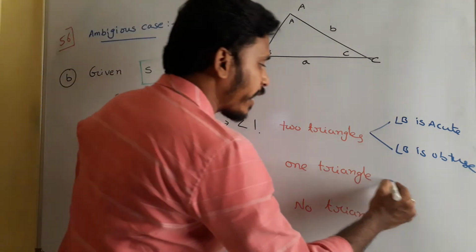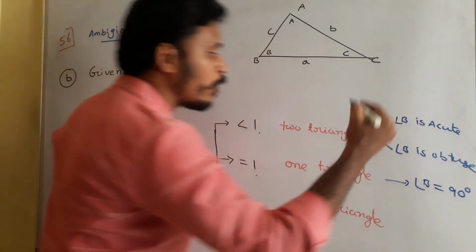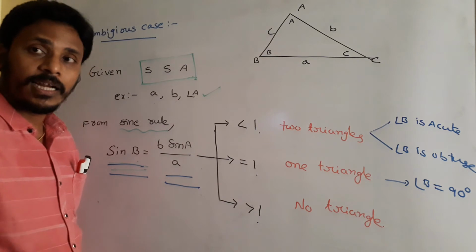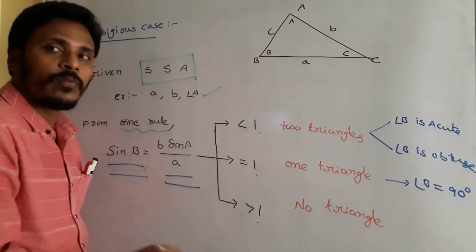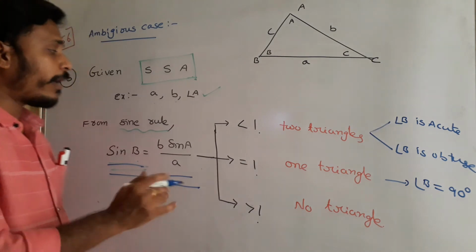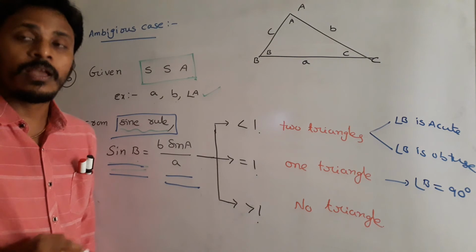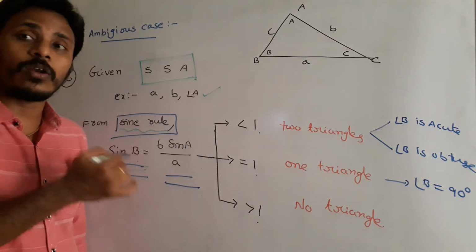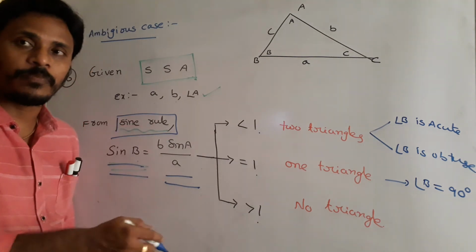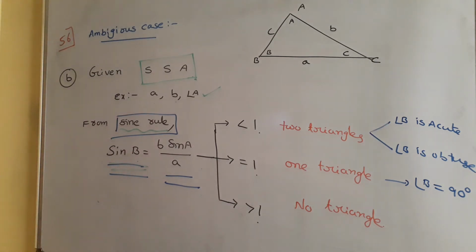If this value is exactly equal to 1, then angle B is equal to 90 degrees. There is only one triangle, and we call it a right angle triangle. If that value is greater than 1, no triangle is possible. This is the case when you discuss from the sine rule direction. The same case we are going to discuss in another direction, from the cosine rule. Again I will write it on the board and then discuss.